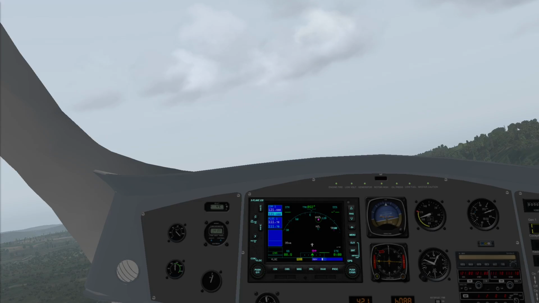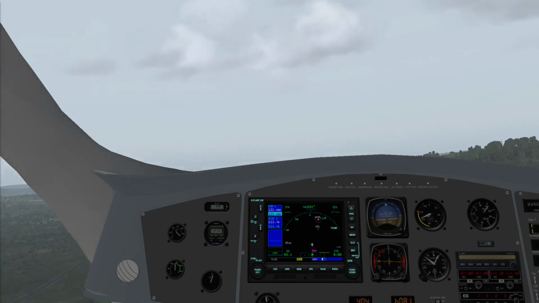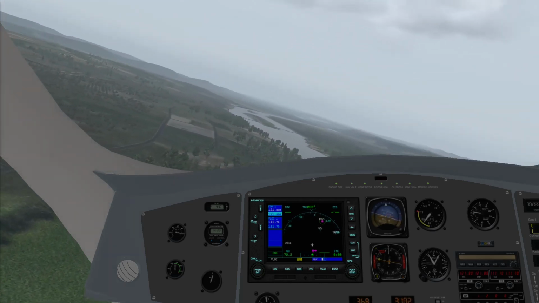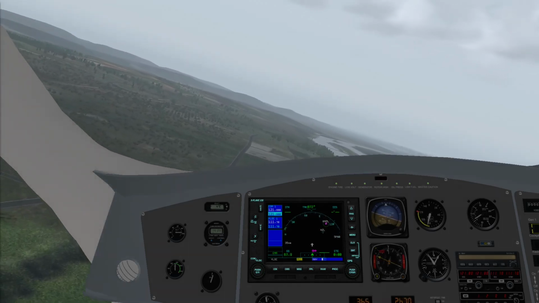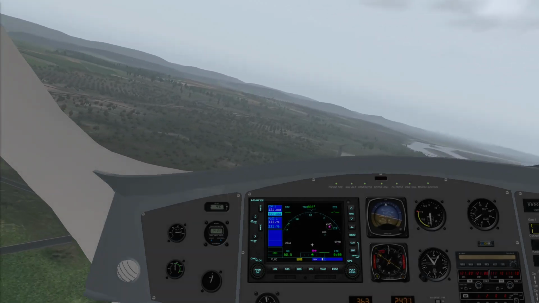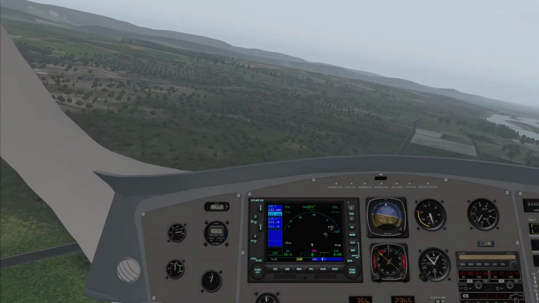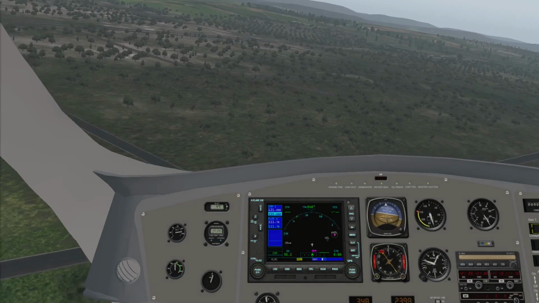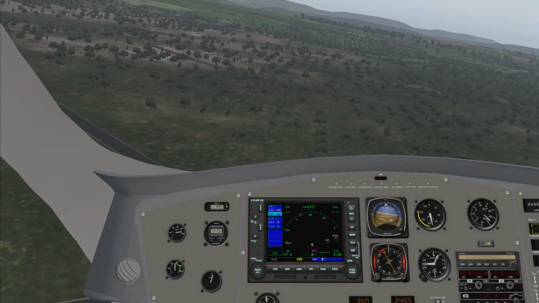Okay, so what if I have an engine failure in my Cavalon? I can establish my best glide speed and see where I can land. So let's give that a shot. Let me establish that best glide. I'm looking around for a spot. Here's my best glide, about 70 miles an hour. Bringing it in. I'm going to go for this road here.